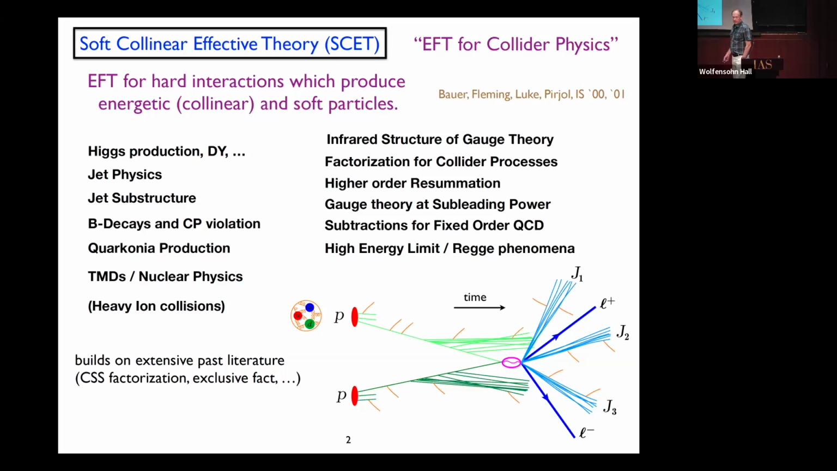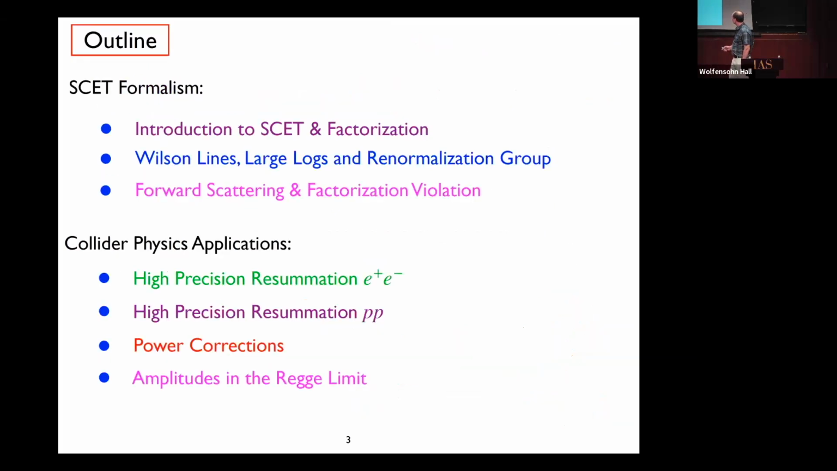Looking at subleading powers, it provides organizational tools, as all effective field theories do, for organizing the power expansion, and that allows you to go beyond just the leading power description of splitting functions and eikonal interactions to subleading power. And then subtractions, I won't say a lot about that, and high energy limit, Regge phenomena, I'll say a little bit about that. So we're talking about a collision like this one, and I'll show that picture a few times.